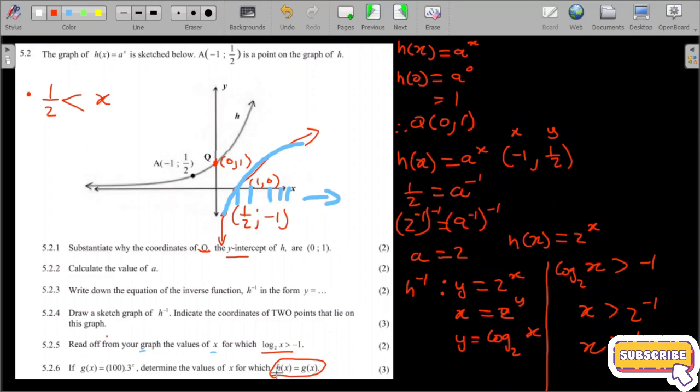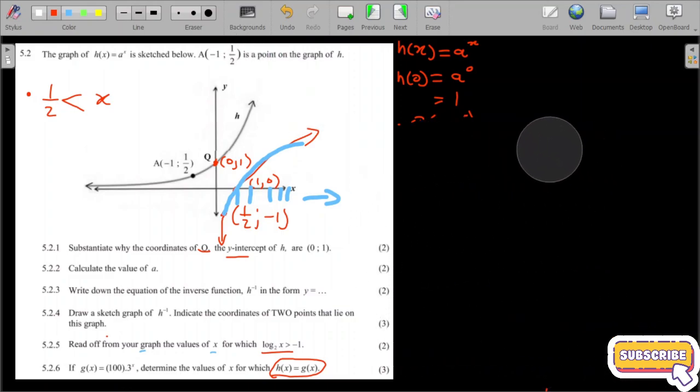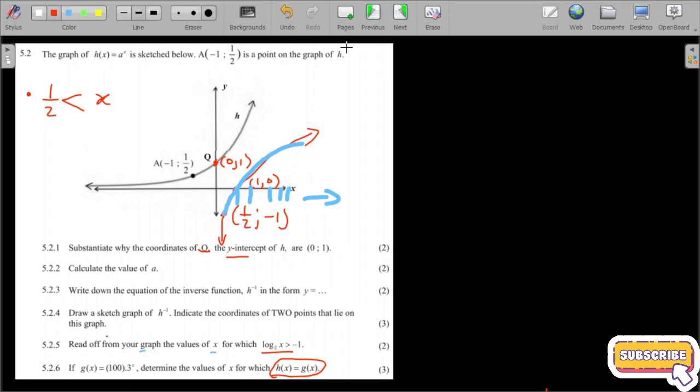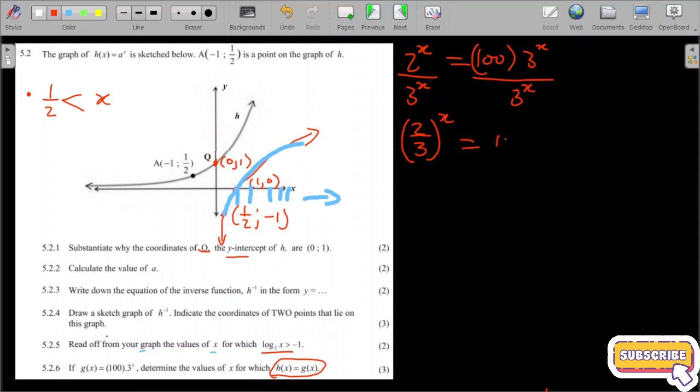Now here, if we are finding the values of x at the point of intersection, h at x is equal to g at x, which is just the point of intersection. Let me get a space here, trying to get the point of intersection of those two. My h at x in this case was 2 to the power x, and my g at x, which is the one it gave me here, is 100 times 3 to the power x. Now from here, I will divide by 3 to the power x on both sides. This is exactly the same as 2 over 3 to the power x, which is just equal to 100.